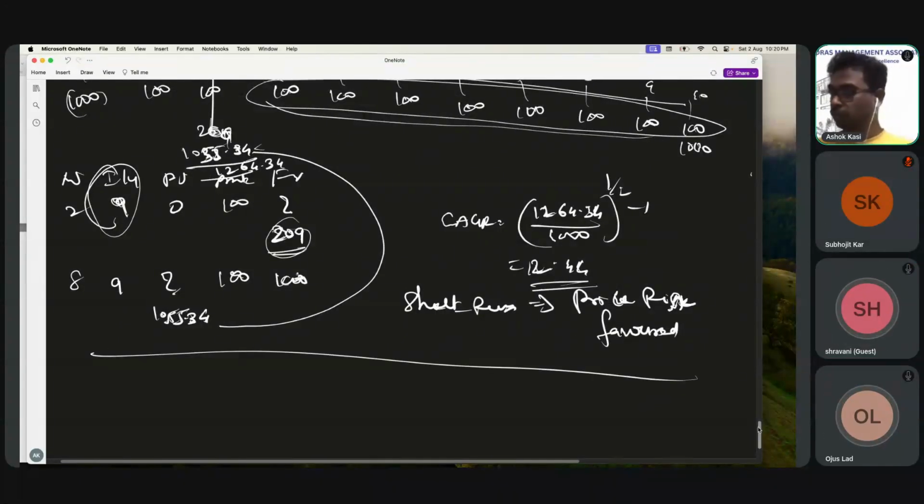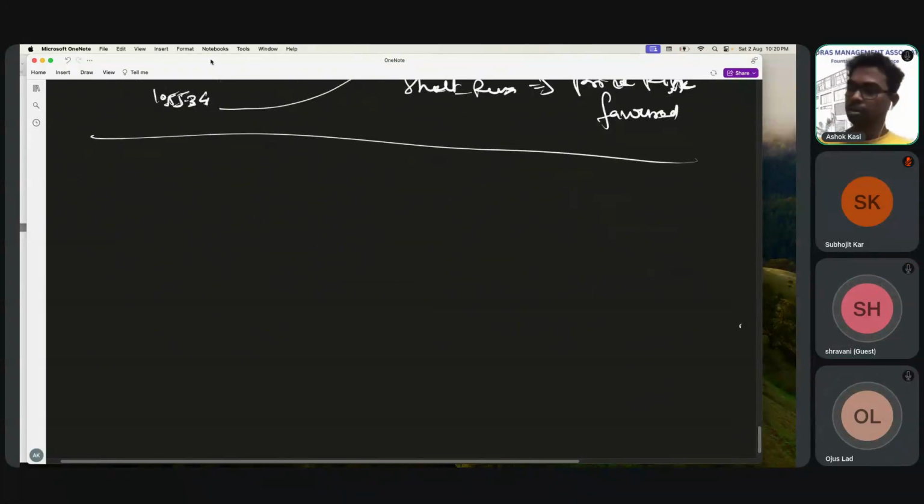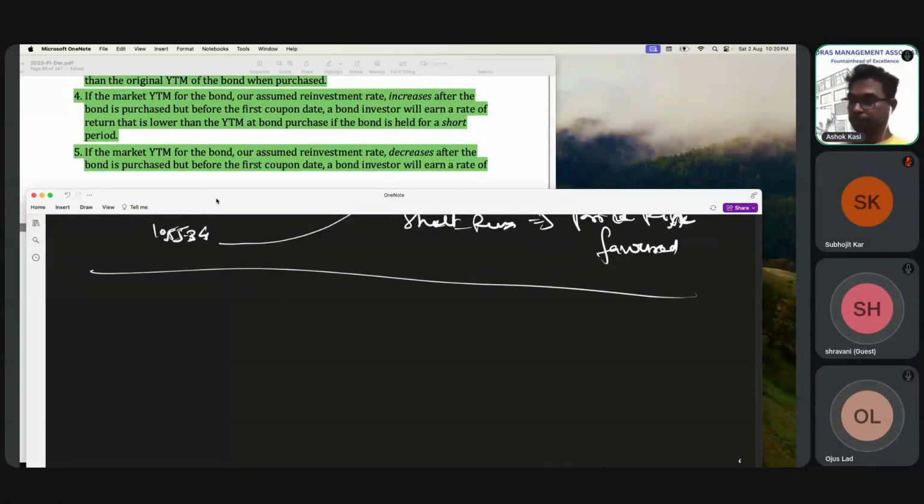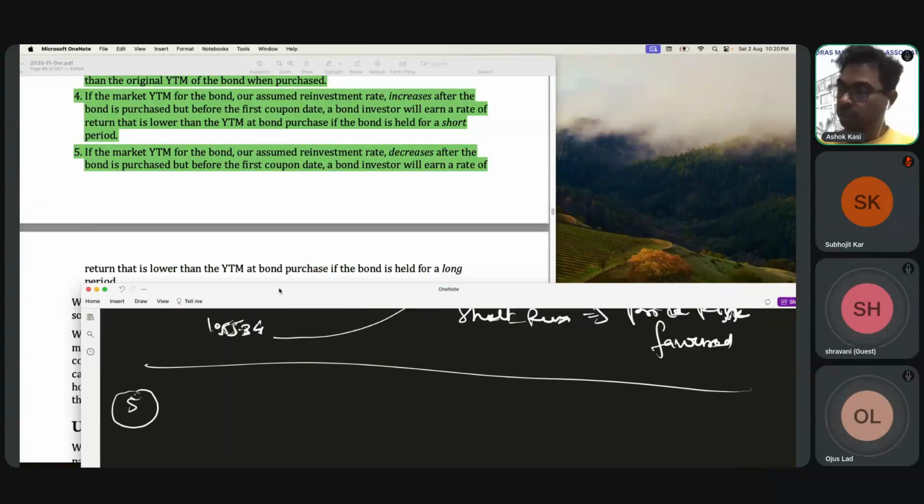Then this fourth one is counterintuitive. The rest is all okay, but you can definitely expect one question from this. Okay, fifth one. You just read this in the meanwhile.